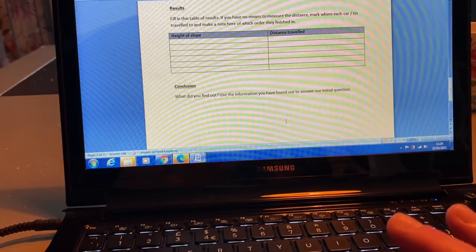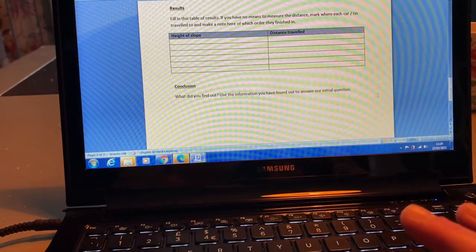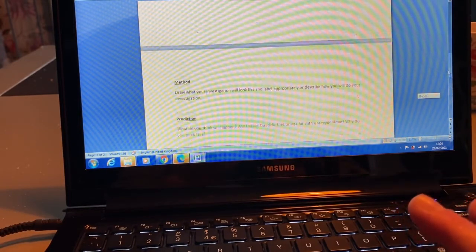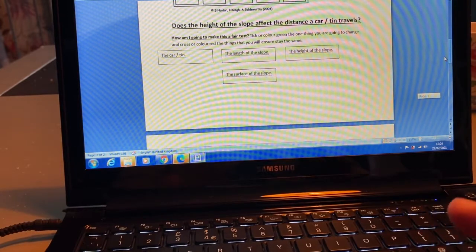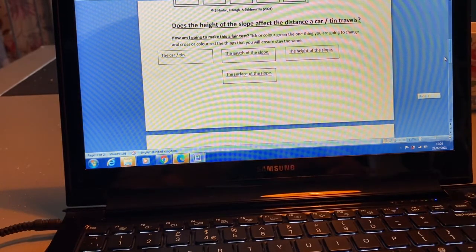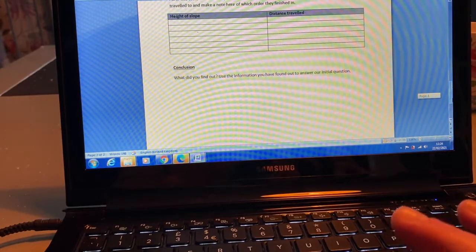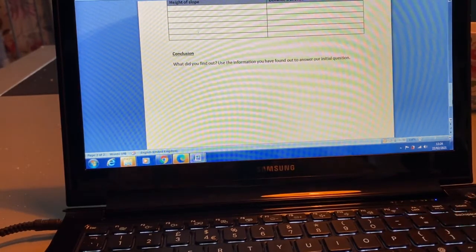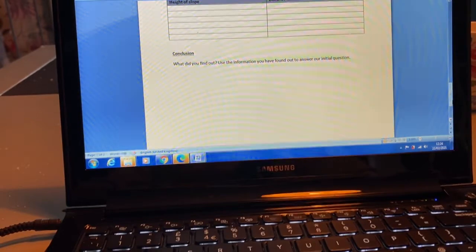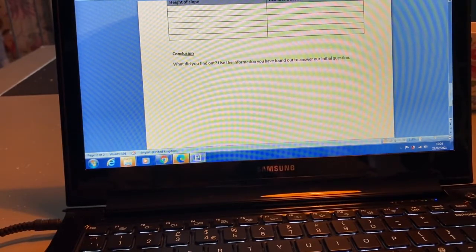And then finally, your conclusion. So what have you found out? If you go back to the initial question, which was, does the height of the slope affect the distance the car or tin travels? You should, at that point, be able to answer that question from what you have found out. So that is the actual writing. I will go through with you now the things that you will need to be able to set that up.